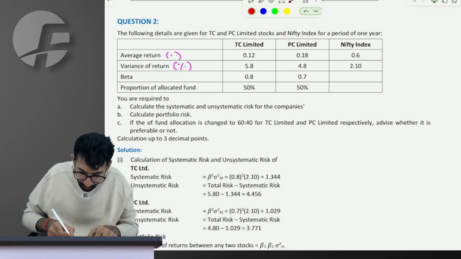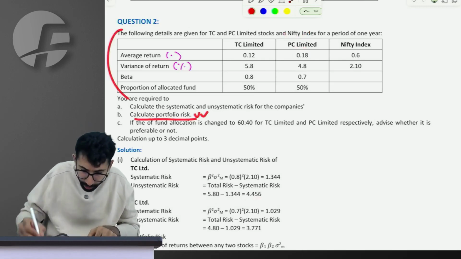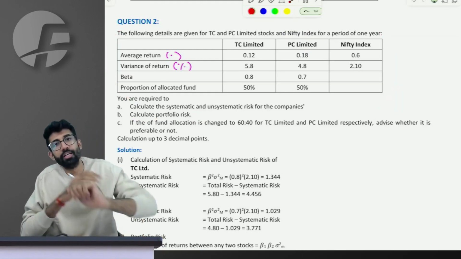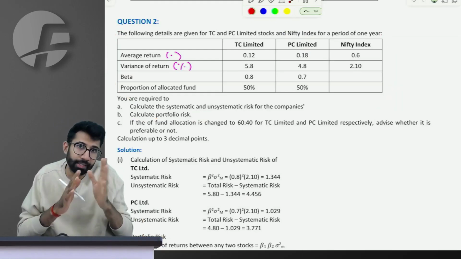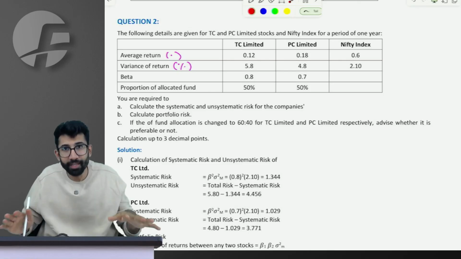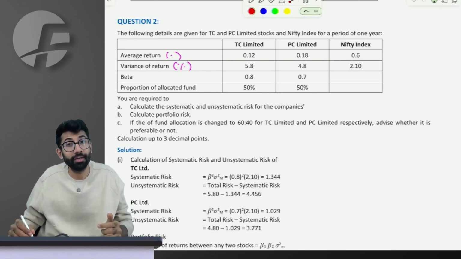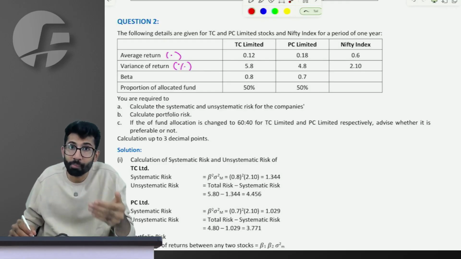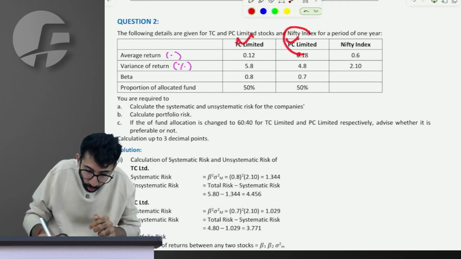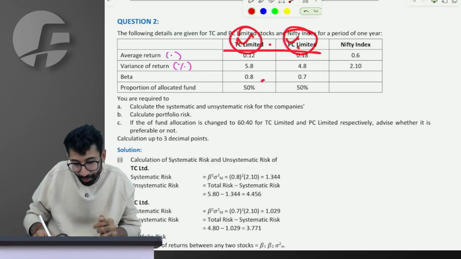Third, what is the portfolio risk? Now, sir, which model for portfolios? Sharpe model or Markowitz model? In the class, we have learned that whenever the institute wants you to calculate the portfolio risk using Markowitz, then it will give you correlation or covariance between the securities.